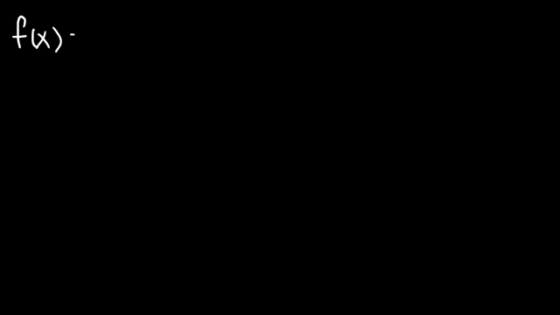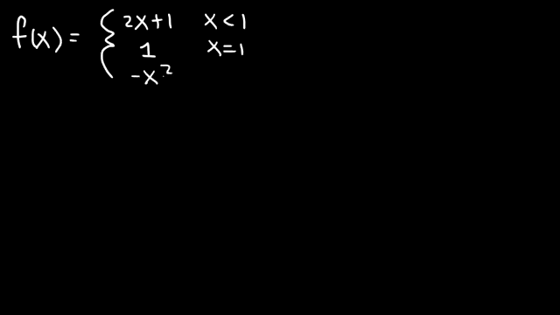Here's another example. Let's say that f of x is equal to 2x plus 1 when x is less than 1. And it's equal to 1 when x is equal to 1. And it has a value of negative x squared when x is greater than 1.